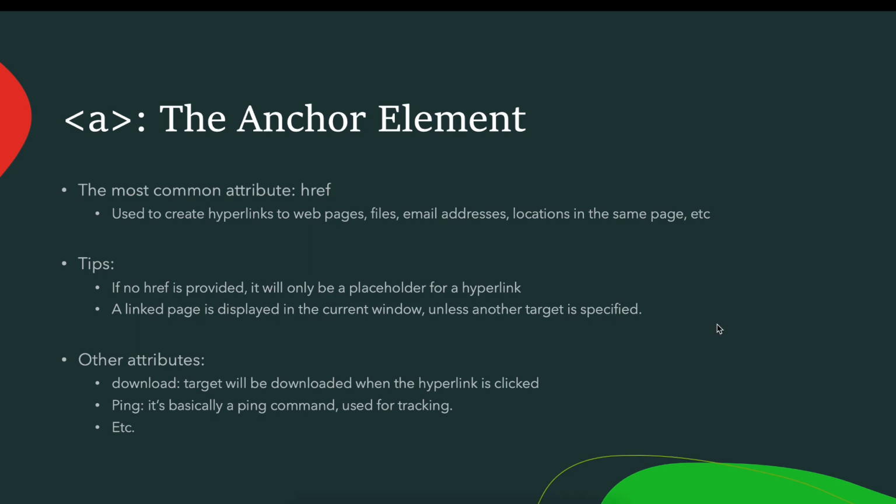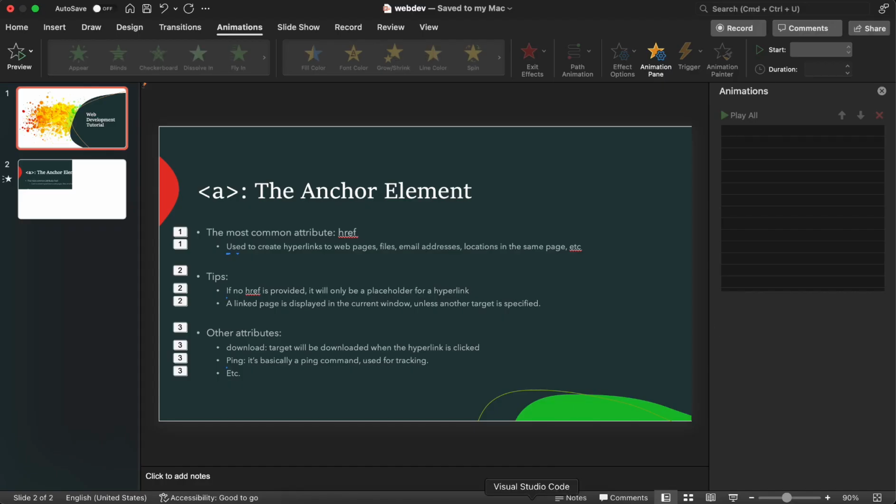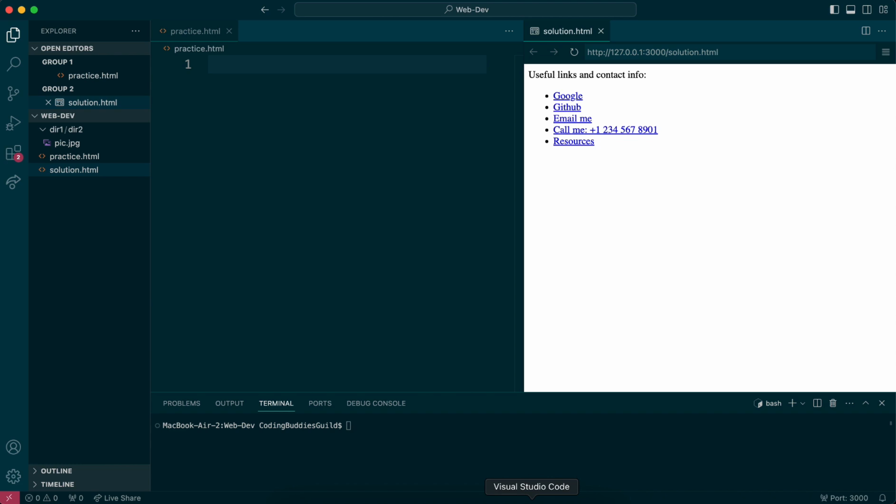Anyway, let's get started. I open my Visual Studio Code, and this is my target, this is what I want to make. I want to have things like this, that if I click on it, it goes to the Google web page, if I click here, it goes to GitHub. If I click here, it shows me the email address so that I can email a person. Here is just your phone number. And then here is a resource directory.